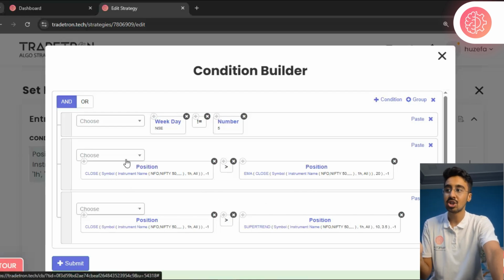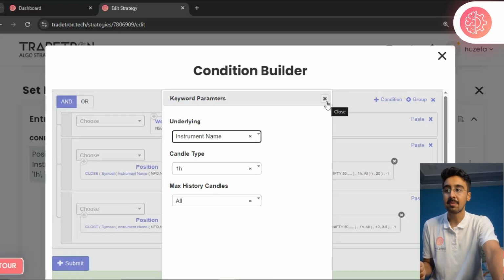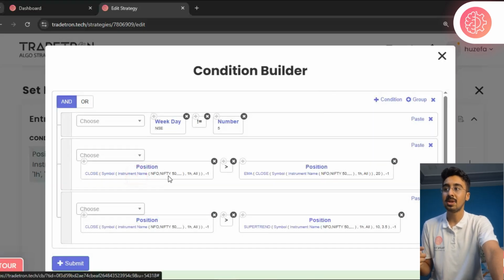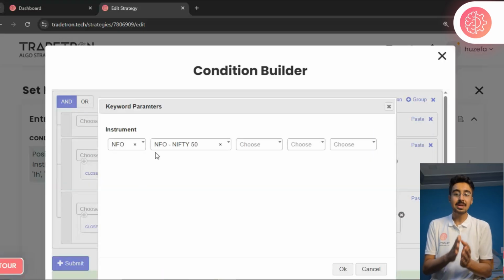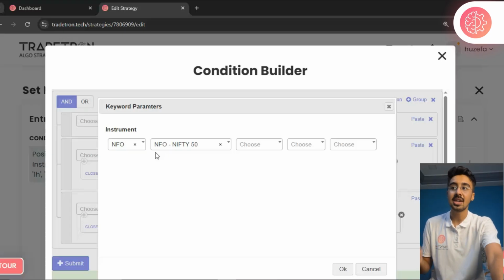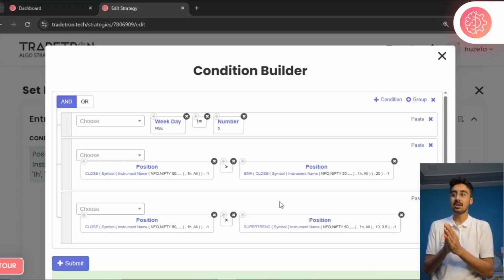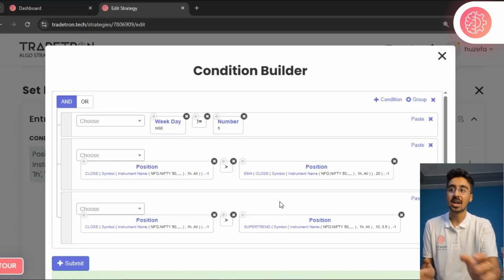So when I select position, in position I select my keyword as close. Within close, in my symbol, I'm selecting 1 hour as my candle time frame, and I'm looking at my instrument, which is NFO and Nifty 50. Why am I selecting NFO? Because I want futures and options. Why am I selecting Nifty 50? Because I want index. Now, when I keep everything out here empty, it is basically telling me that it is looking at the Nifty spot chart out here.